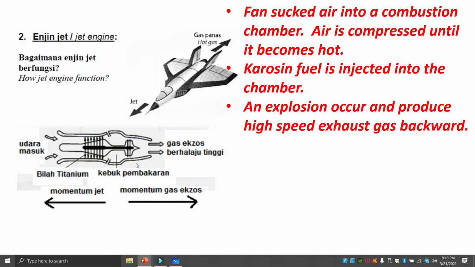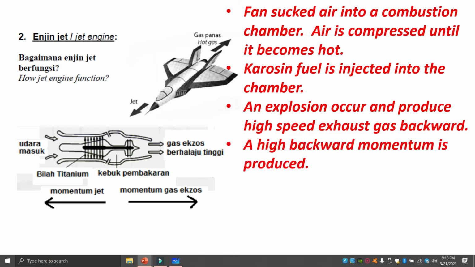So here is the combustion chamber. The air will go in and be compressed. Now it becomes hot, and then we inject the kerosene here, the oil. The oil will mix with the air and produce a high velocity hot gas. The hot gas will move backward here, same as the rifle. So it will move backward, and the forward momentum is produced. That moves it forward. So that's why the rocket can go up. This is the explanation.